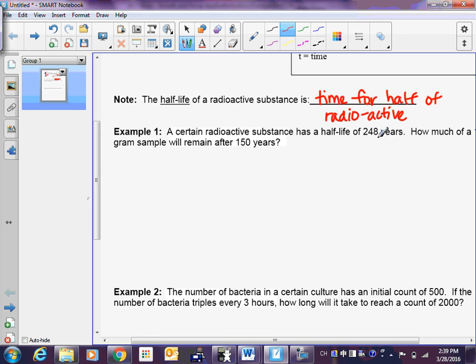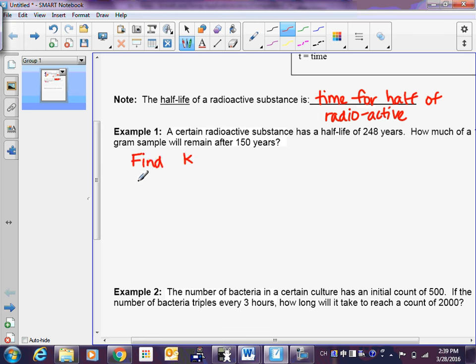How much of 10 grams will be left after one half-life? 5, right? So how much do we think will be left after only 150 years? Should it be more than 5? Less than 5? How much more? I don't know. We're kind of getting out of our comfort zone of what we can do in our head. But it's going to be somewhere between 5 and 10 grams. This is a really good way to start the problem so we'll know if our answer is way off. The first thing we have to do is find K.